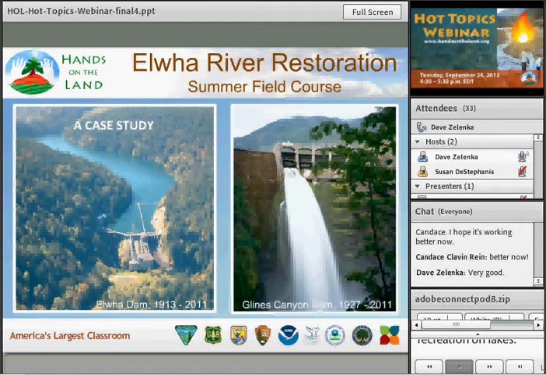So it was an interesting study for us to have students coming out in the field and learning about these dams and the restoration process before they were actually removed, and now afterwards.